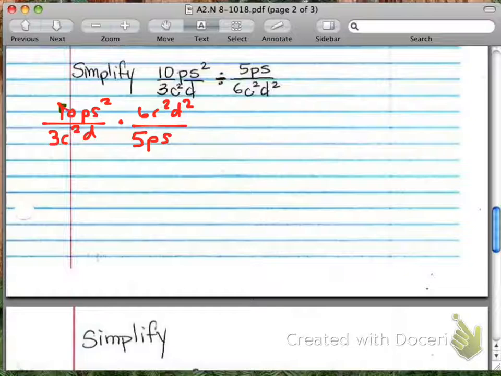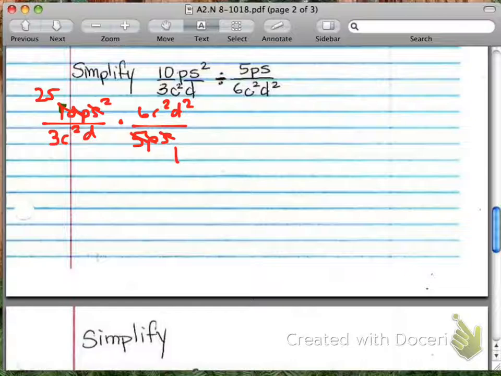This is going to become 2, right? So you're going to have 2. What does 5 become? 1, right? What about the Ps? They cancel, because it's 1 and 1, right? So they're gone. What about over here? S squared and S. Where's the S going to be? On the top. So now you have 2S there.